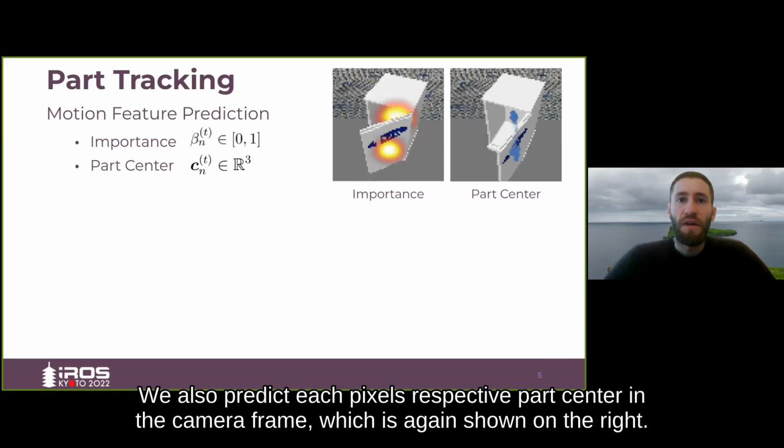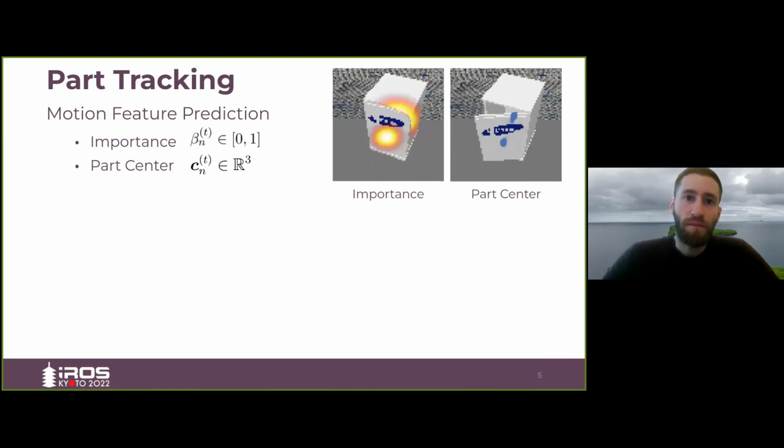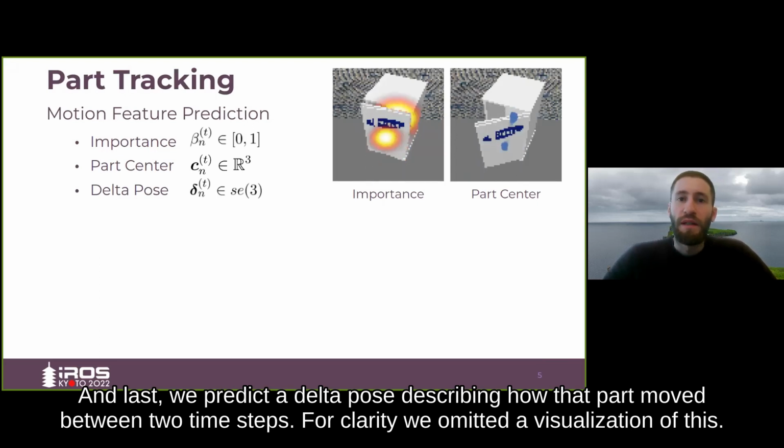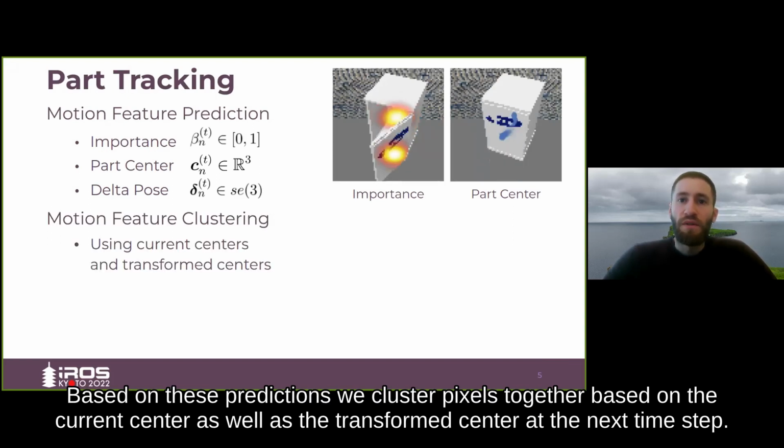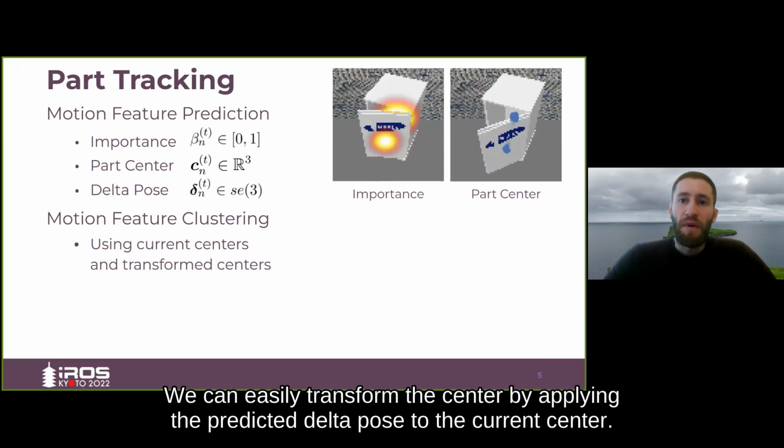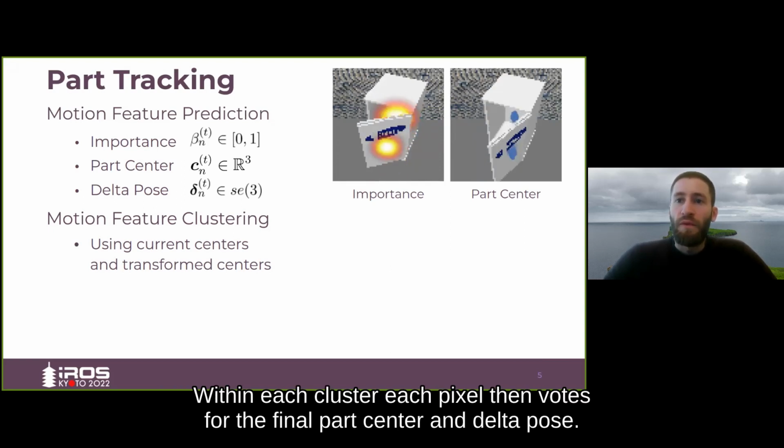We also predict each pixel's respective part center in the camera frame, which is again shown on the right. And last, we predict a delta pose describing how that part moved between 2 time steps. But for clarity, we omitted the visualization of this. Based on these predictions, we cluster pixels together based on the current center as well as the transformed center at the next time step. We can easily transform the center by applying the predicted delta pose to the current center. Then within each cluster, each pixel votes for the final part center and the delta pose.